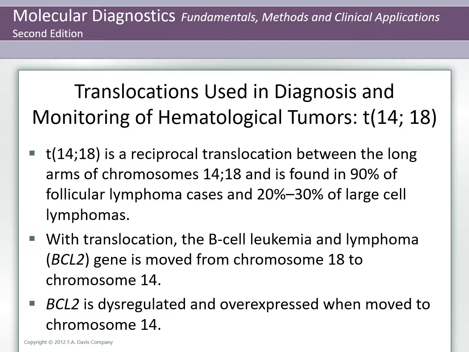Several translocations are frequently found in certain types of tumors, and we'll discuss these on the next two slides. The translocation of 14 and 18 is a reciprocal translocation between the long arms of chromosomes 14 and 18, and this is found in 90% of follicular lymphoma cases and 20 to 30% of large cell lymphomas. With translocation, the B-cell leukemia and lymphoma, the BCL2 gene, is moved from chromosome 18 to chromosome 14. BCL2 is dysregulated and overexpressed when moved to chromosome 14.